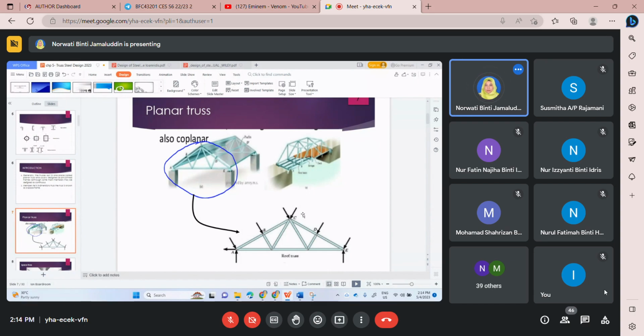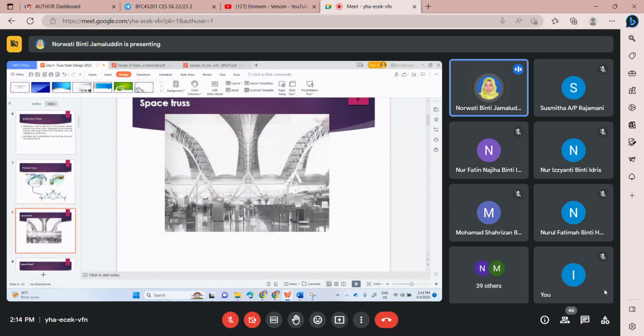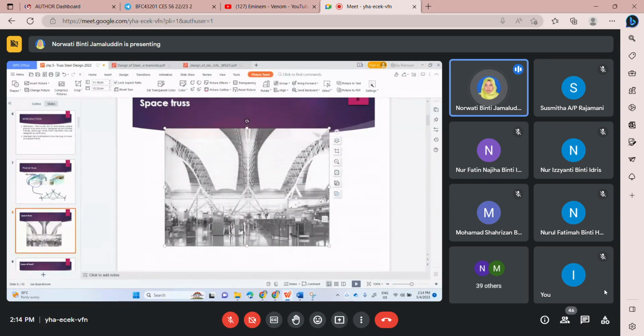Okay, now I hope that you can differentiate planar truss from space truss.